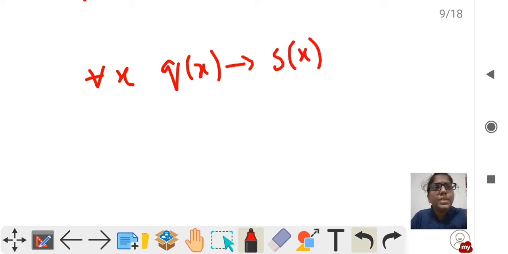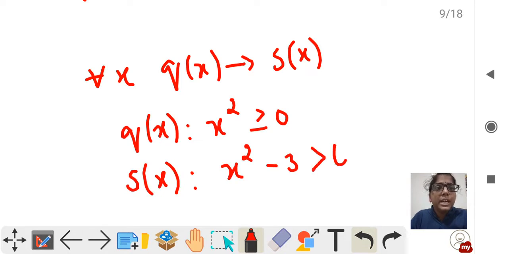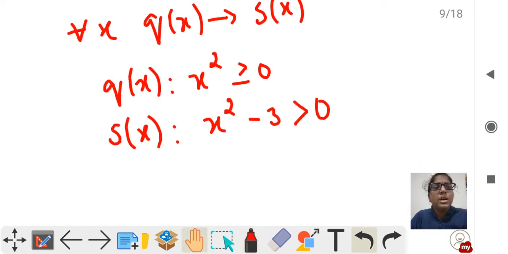What is q of x? It is the statement x squared greater than or equal to 0. What is s of x? x squared minus 3 strictly greater than 0. Okay. So if you have to show that implication statement, this is an implication statement.